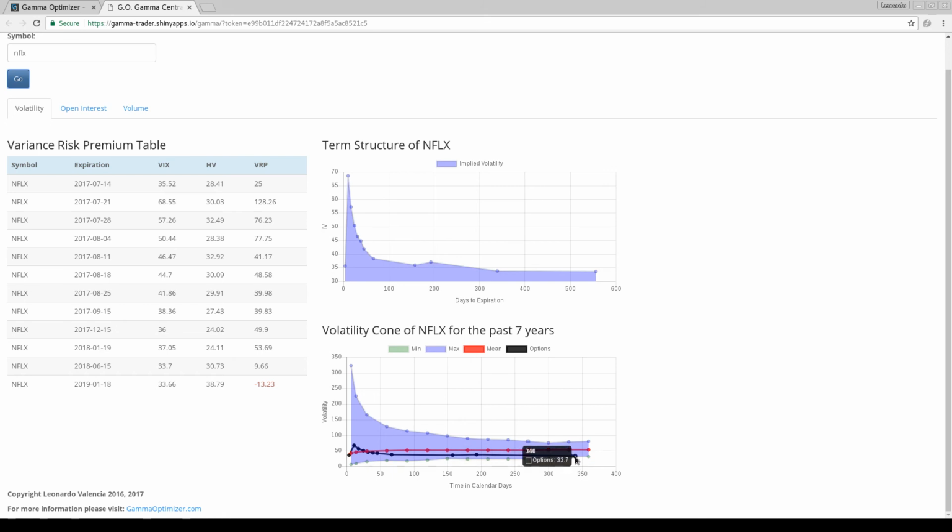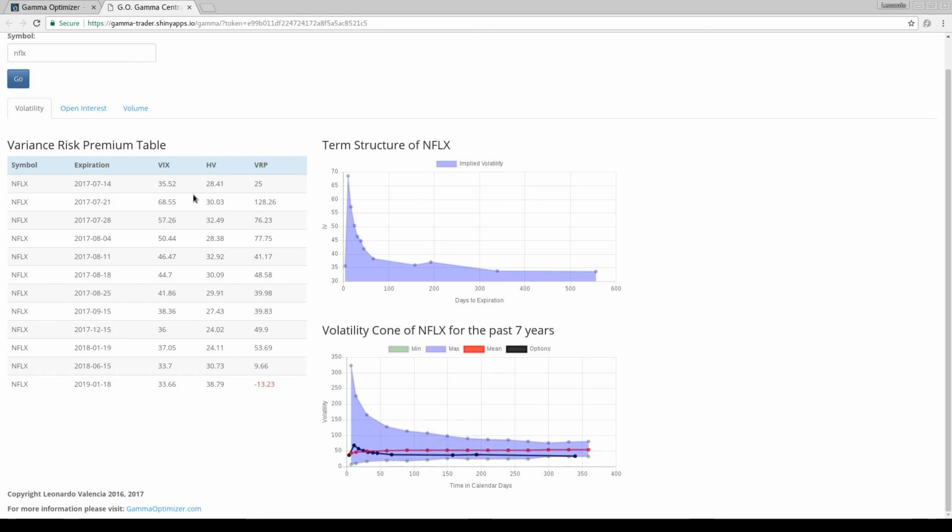In fact, look at this one. This option at 340 days is priced at 33.7 IV, and it's very close to the mean value that we have experienced. So this is a very cheap option for Netflix, the last one right here. I think it's 340 days from now, about 1 year from now. So this is a very fairly priced option. Very decently priced options for June 15 in 2018. That's what the volatility cone is telling you. It's telling you how the options are priced based on historical volatility for the past 7 years.